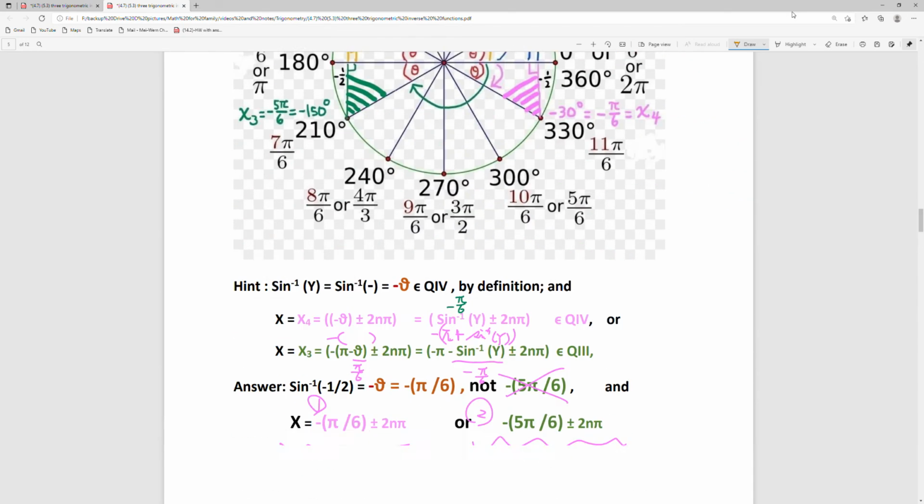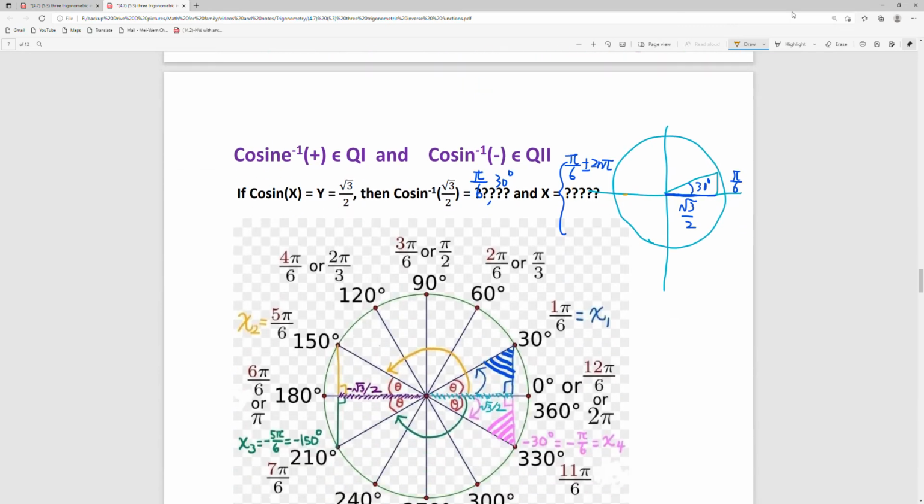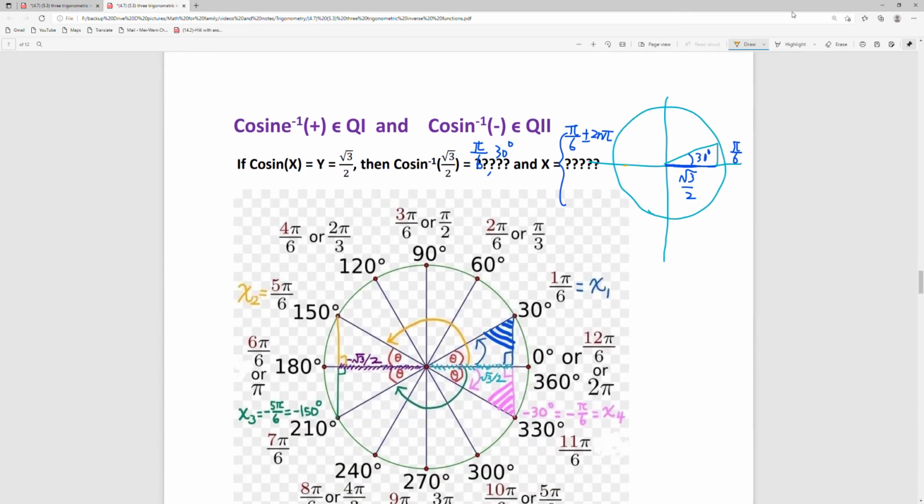Now when you go to cosine, positive value is here. So both positive 30 degrees and negative 30 degrees share the same cosine value, square root 3 over 2. So my next answer will be negative pi over 6 plus minus 2n pi. I will say I'm done. Right? I'm done.